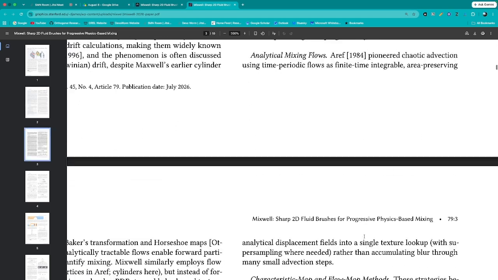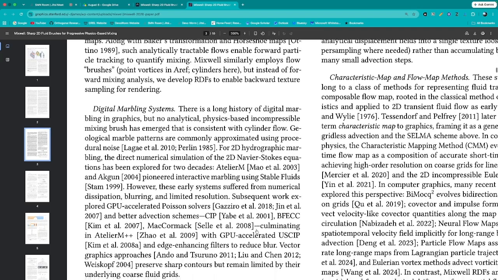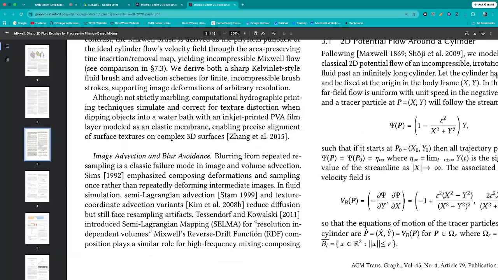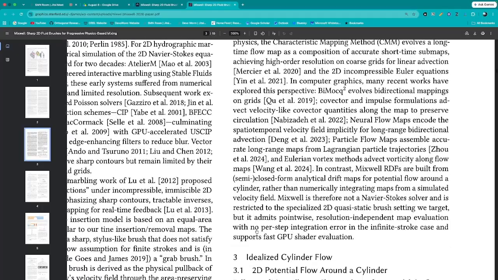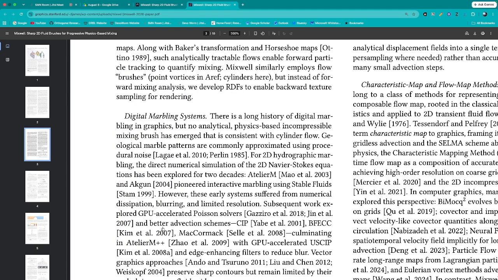Then they talk about analytical mixing flows, digital marbling systems, which we'll come back to in a minute, image advection and blur avoidance, and characteristic map and flow map methods. So they review all these areas to get to what they're doing here. Digital marbling systems are particularly interesting. Let's talk about that, and then maybe a little bit about flow maps, as this relates to some of the things going on in machine learning, actually.